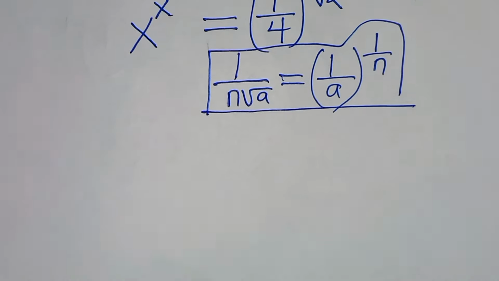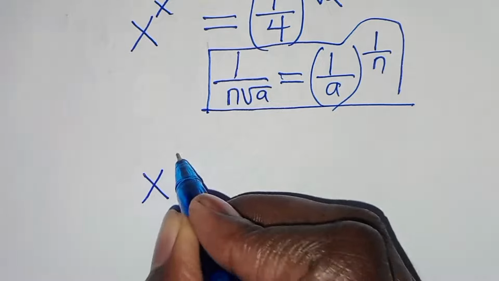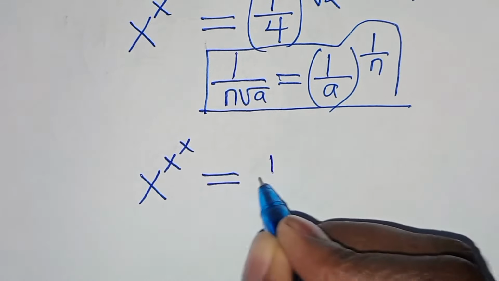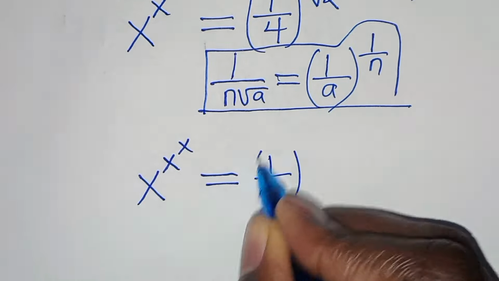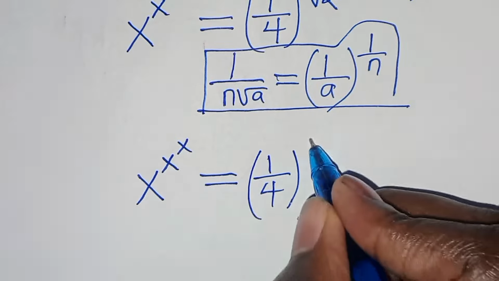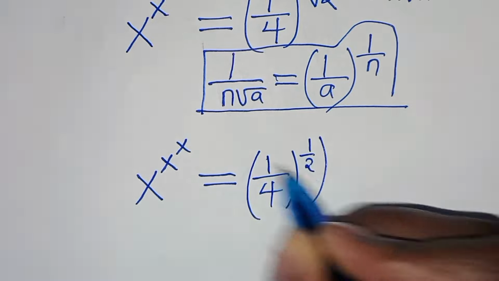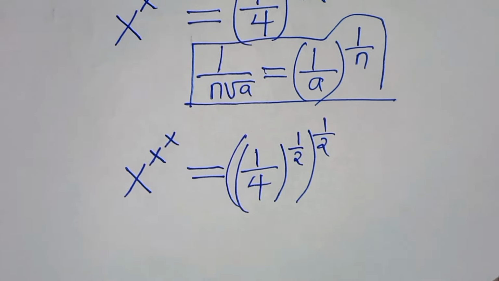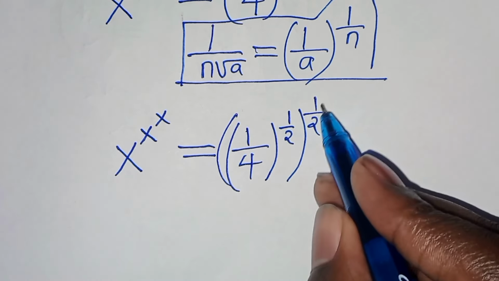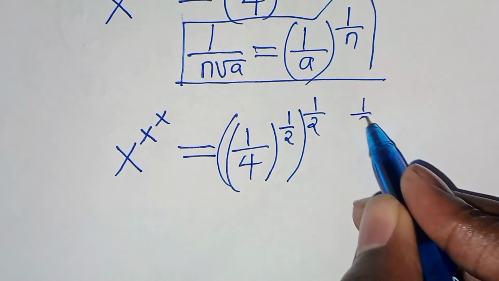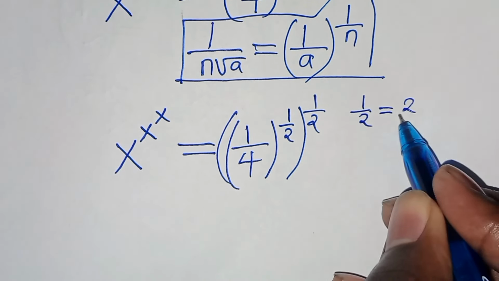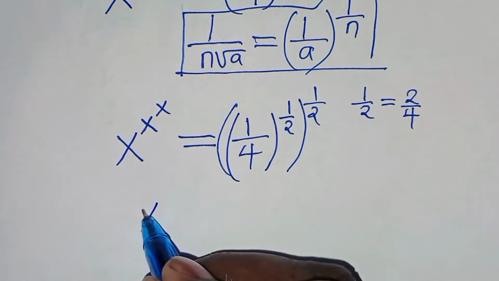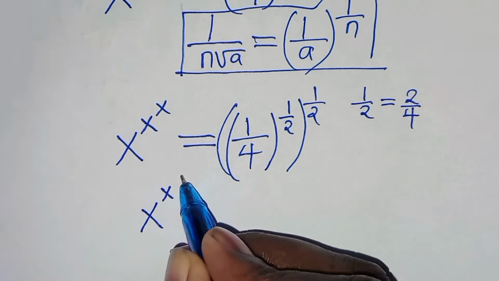So that now we have x to the power of x to the power of x. This is equal to 1 over 4 raised to power half, raised to power half. All right. The next step is that we can express a half as 2 over 4. So let's substitute this.